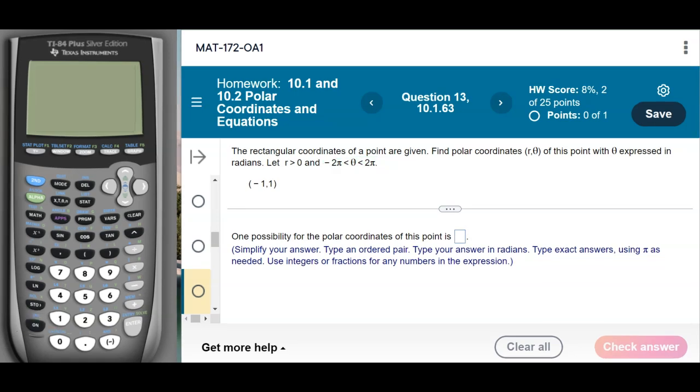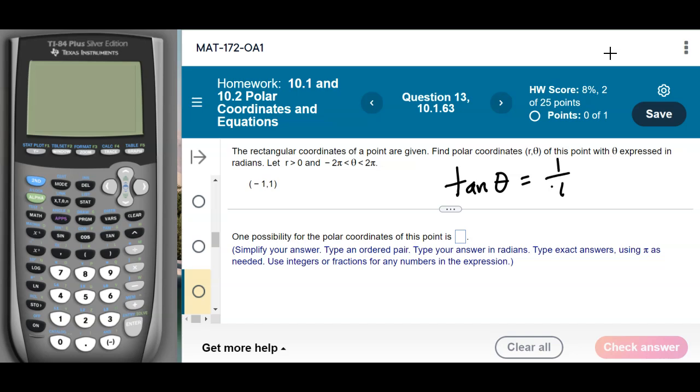So we're actually going to have to come up with two different angles, two different representations of this, both with a positive r, but one negative angle, one positive angle. Alright, so let's first get the angle right. How do we get the angle? Well, the trick we use here is the tangent of the angle we're looking for is the y-coordinate divided by the x-coordinate, so 1 over negative 1. So tangent is negative 1.